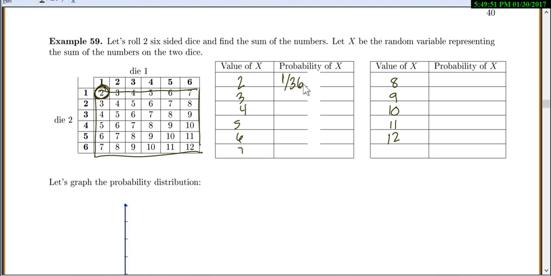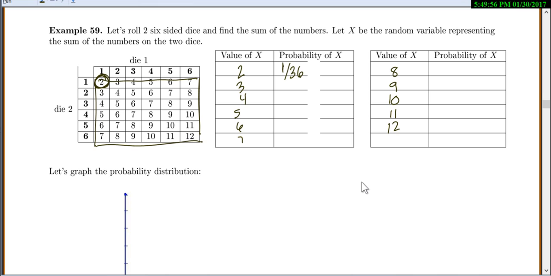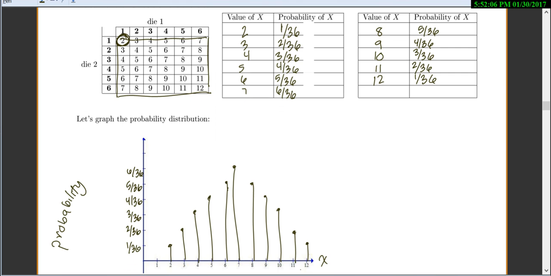So what I want you to do is go ahead and take 2 minutes and see if you can fill in this probability chart and graph it by yourself, and I'll work on it up here. We can check our answers at 2 minutes.